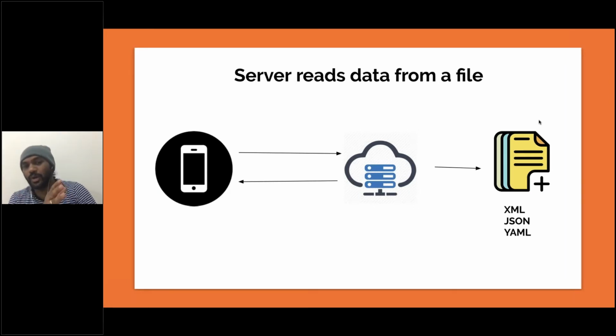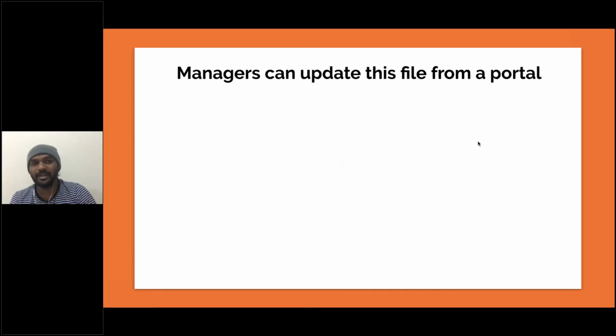Okay, so once the application is started, the application asks the information from the server, and the server is reading the data from the file. That file is nothing but raw data which has to be displayed on the screen. So it can be the XML format, it can be the JSON format, or any other format whatever they want to support in the CMS system. Okay, up to here this is fine. But who is managing this particular file? How is this particular file going to be updated? So managers can update this file from a portal.